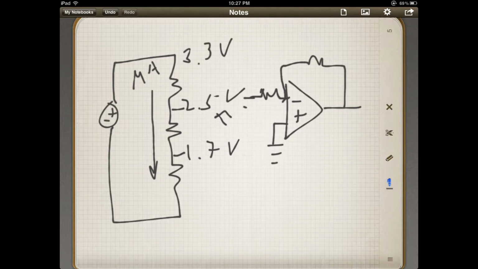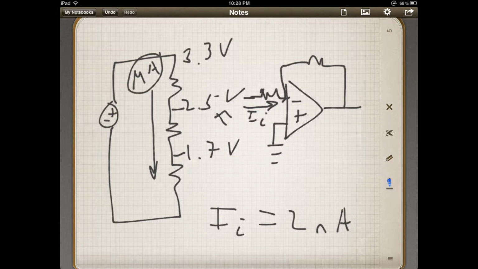That is connected. What's great about the op amp is the current that goes in, we'll call it IN, may be 2 nanoamps. With 2 nanoamps, that's a whole order of magnitude smaller than microamps. That's not going to be seen, because remember, they like to say that the input impedance, or the input current to the op amp, is 0. It's not 0. It's very, very, very small.